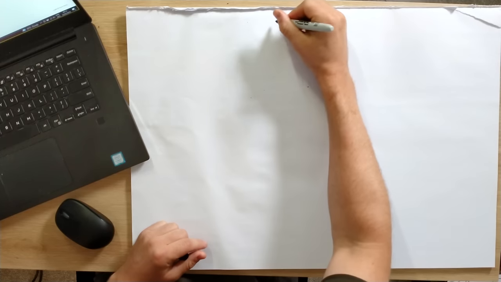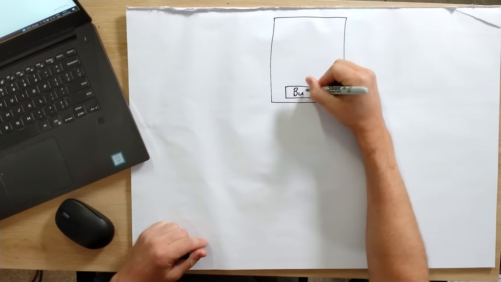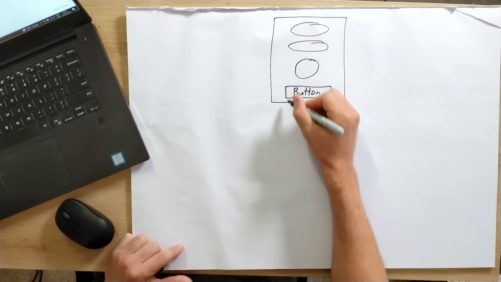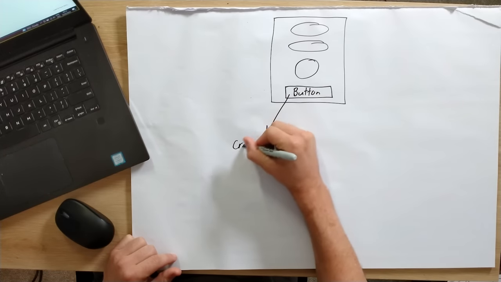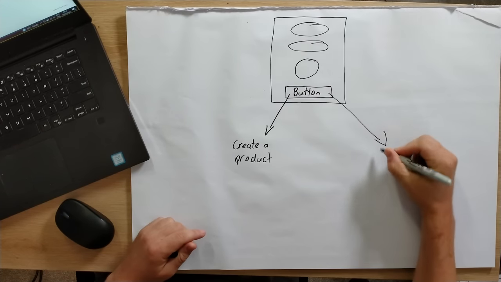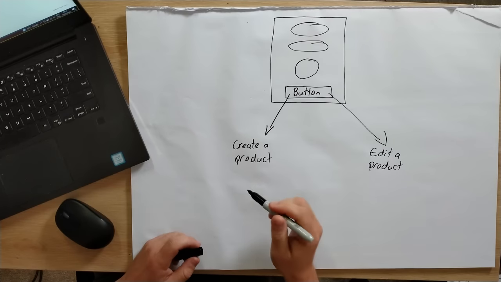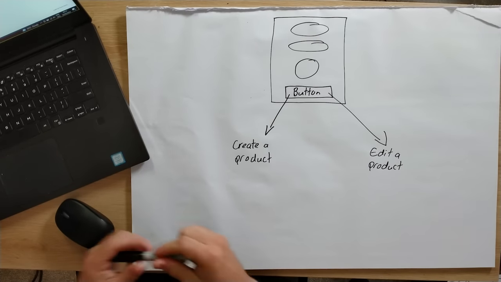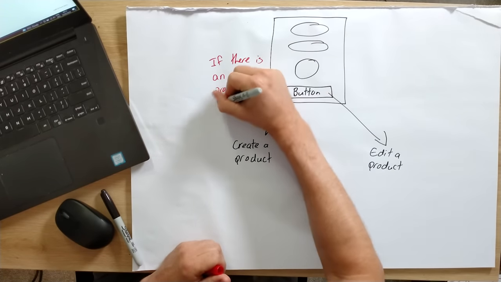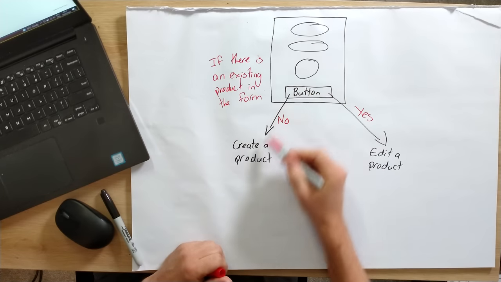So let's just think about this for a second. We've got this form here, okay, with a button here, okay, and some inputs, right? Now, at the moment, when this button is clicked, we're launching this workflow, which is to create a new product. That's fine. We also want to launch a workflow where we edit a product, okay? And since we have the same element triggering two different things, we need to have some conditional rules, right? We basically need to say the equivalent of if there is an existing product in the form, if that's true, then we want this to fire. If it's not true, then we want this to fire.